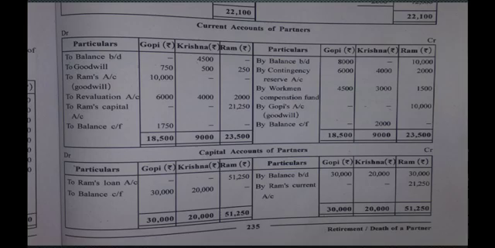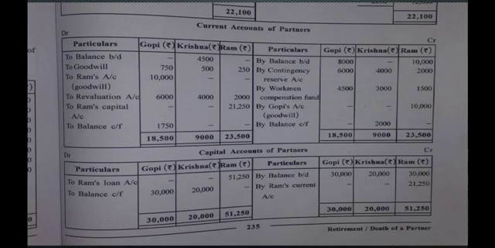Why? Because the amount of capital is also to be given to Ram along with the balance of current account. So still this is not the final balance payable to Ram. That is the reason this amount is to be transferred to partners' capital accounts. You can see in partners' capital accounts it is written by Ram's current account, the same amount 21,250 which has been transferred from partners' current accounts.